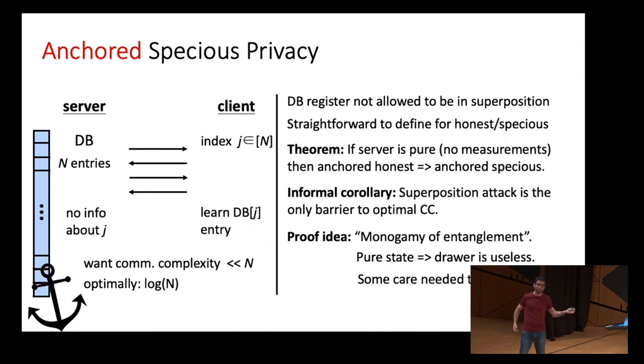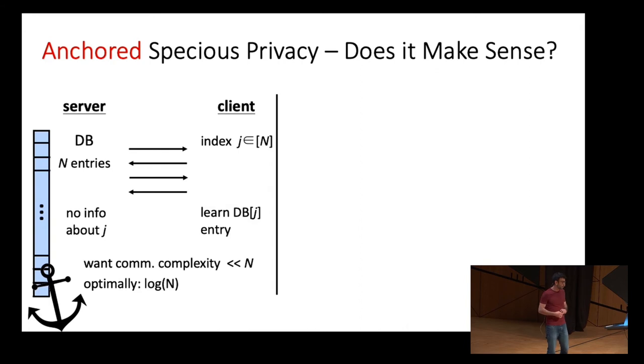So you might as well not put anything in the drawer, and therefore the convergence of the notions of species and honest privacy in this case. So this is the definition, and this is what we can do with it. But let's take a step back and ask, does it even make sense to make this definition? I don't have super strong arguments, but let me try to convince you anyway.